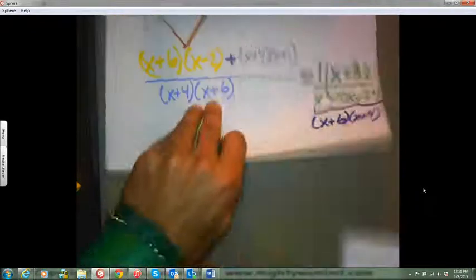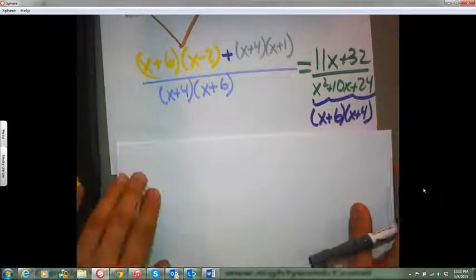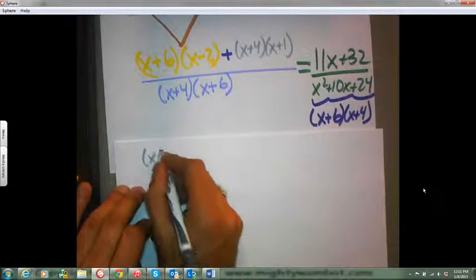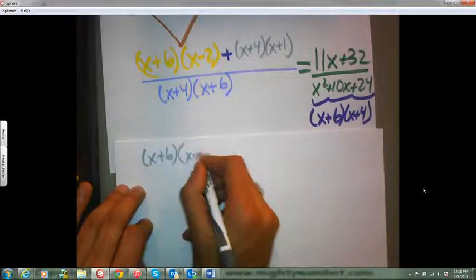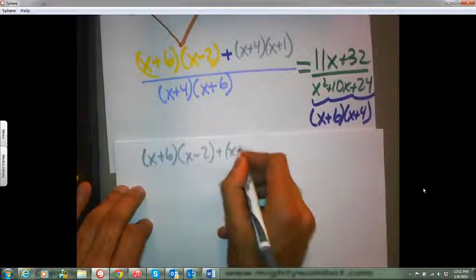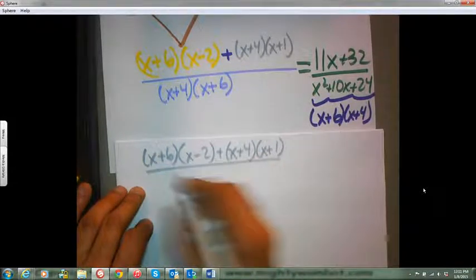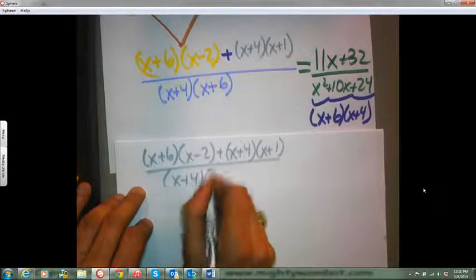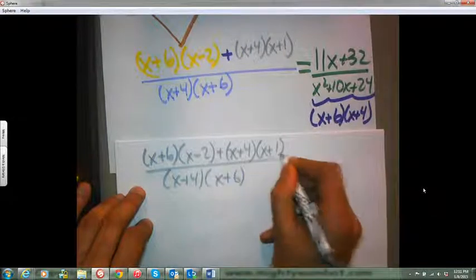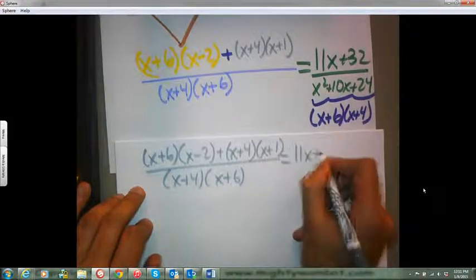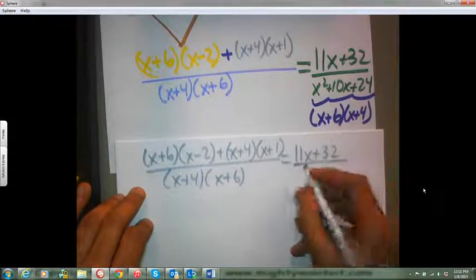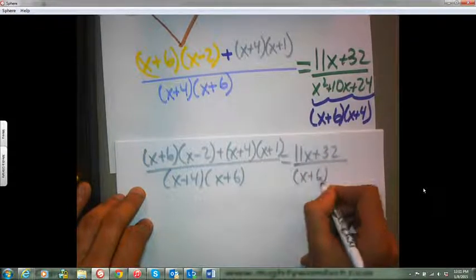Rewriting on the next page, we've got x plus 6, we've got x minus 2, we've got x plus 4, we've got x plus 1, we've got x plus 4. I'm just rewriting the left side, and on the right side, all of these problems that we give you, they're going to work out nicely. I'm not going to give you something crazy.